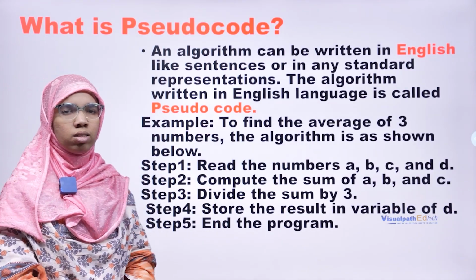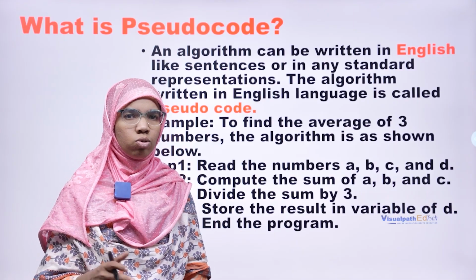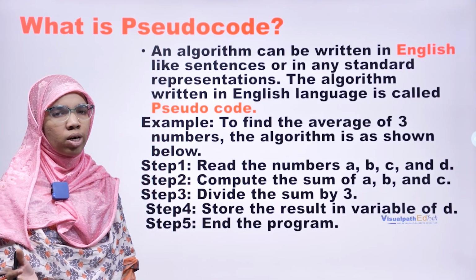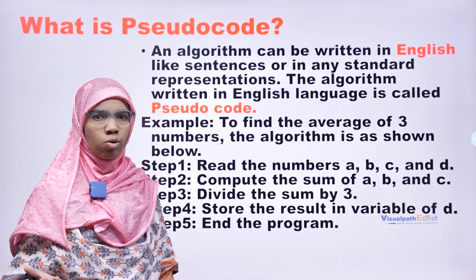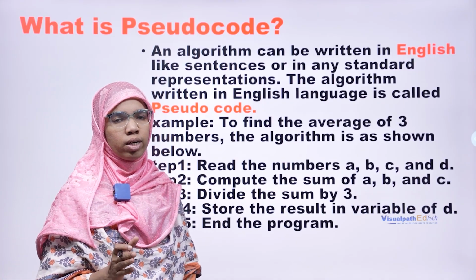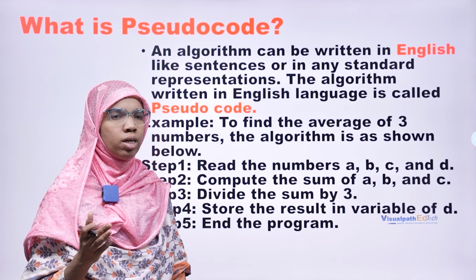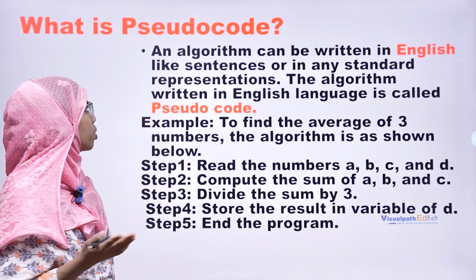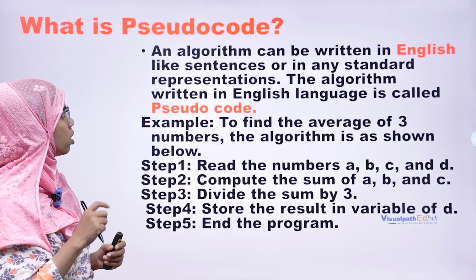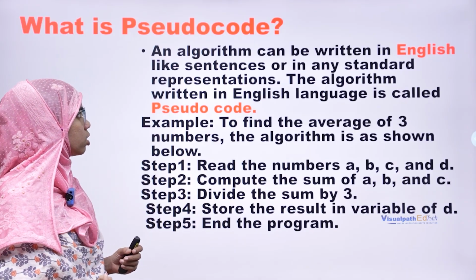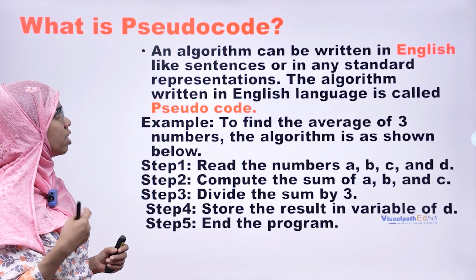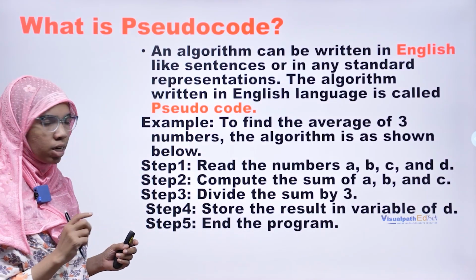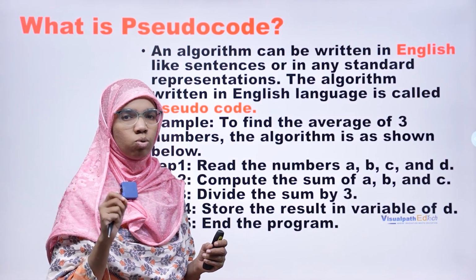Now, let us understand what is a pseudocode. Pseudocode is also the implementation of the code. Before writing the code in the actual programming language, we design the pseudocode of it. It is another version of the algorithm. So what is a pseudocode? An algorithm can be written in English-like sentences, or in any standard representation. Then the algorithm written in the English language is called the pseudocode.